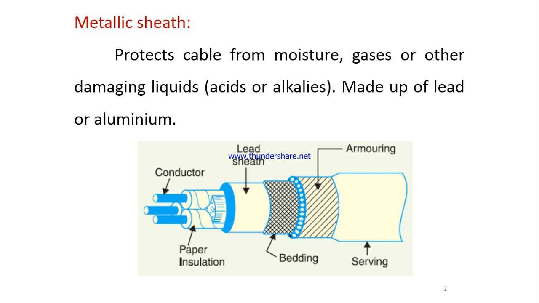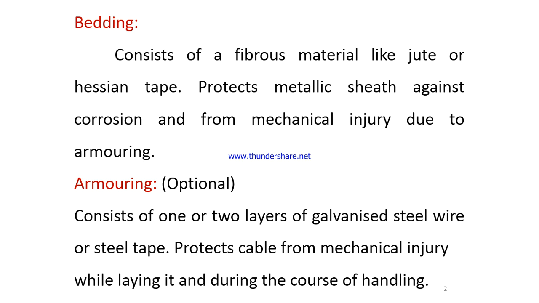Over the lead sheath, we can provide bedding, then armoring, and after that serving. Bedding is a material like jute or hessian tape used to protect the metallic sheath from corrosion, because soil may contain various chemical substances which may erode the metal. In order to protect the metallic sheath from corrosion and mechanical injury, you can use this jute and hessian tape.